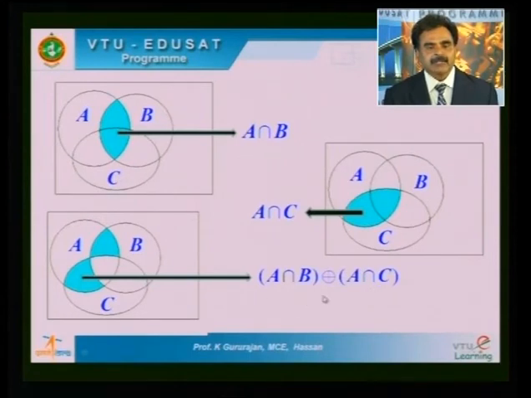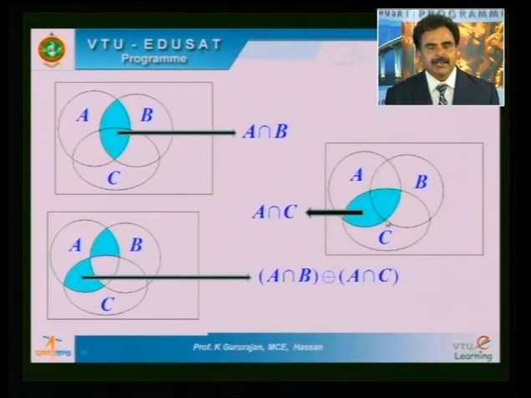What is A intersection B plus A intersection C? It is the set of all elements either present in A intersection B or present in A intersection C, but not in both. So this is the definition of A intersection B plus A intersection C. Now we know A intersection B, and also we know A intersection C. Now what is the portion common to these two? A intersection B and A intersection C is the common portion to A, B and C. That is A intersection B intersection C.